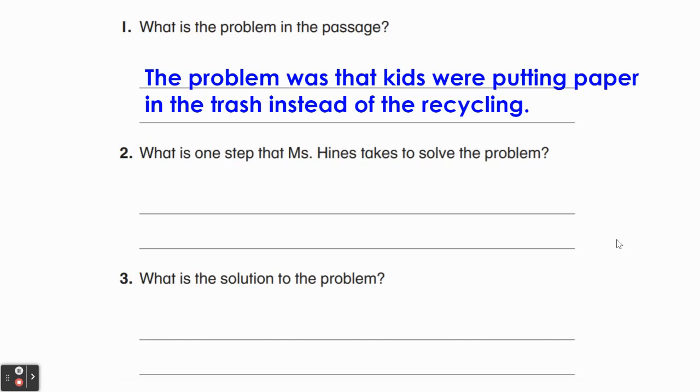Okay, number 2. What is one step that Miss Hines takes to solve the problem? So we just want to know a step she took to solve the problem. We're not asking for the solution yet. That comes at number 3. We just want to know what is one step that Miss Hines takes to solve the problem.